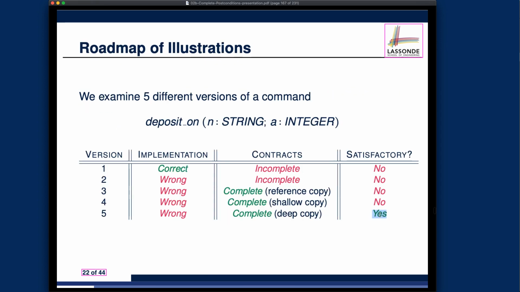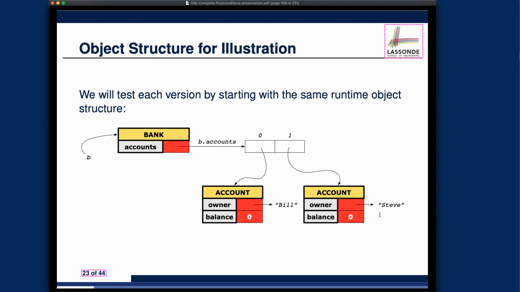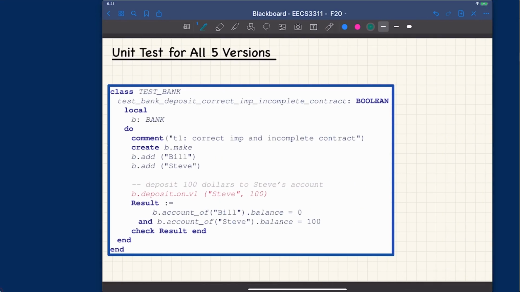Okay, so let me just talk about something very quickly, just about how each of the 5 versions is going to work. So each of the 5 versions is going to have this particular object structure to start with. Let me show you how we can end up being here. And also we're going to use similar test cases to test each version. Okay, so this is going to be the skeleton. Each test case will be more or less the same structure.